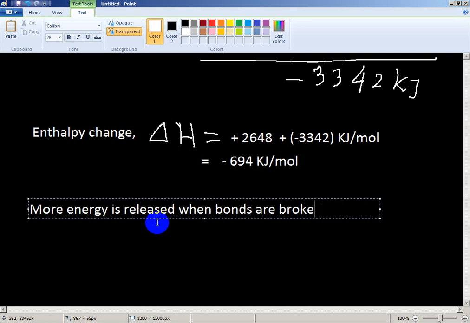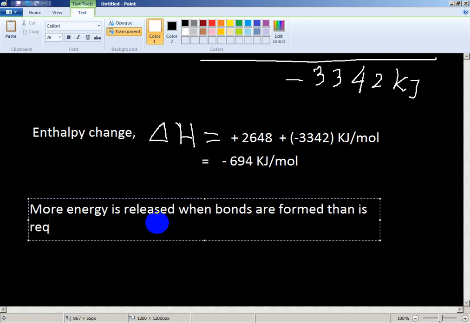When bonds are formed, then energy is required to break them. So the reaction is exothermic.